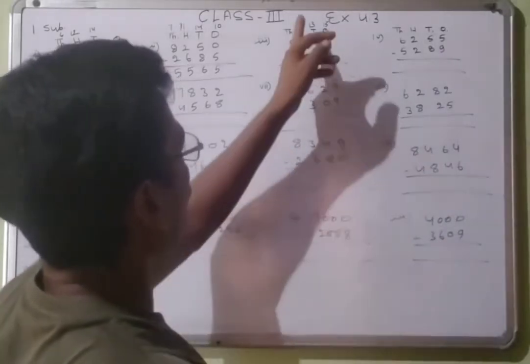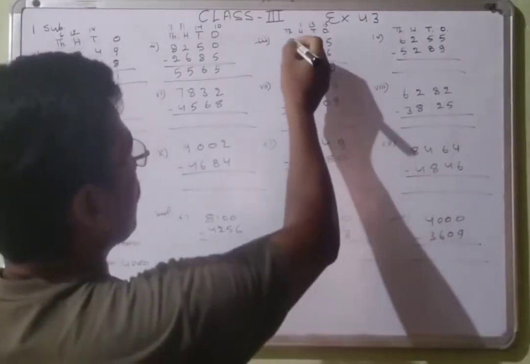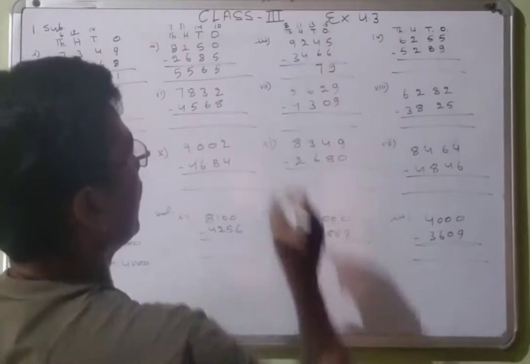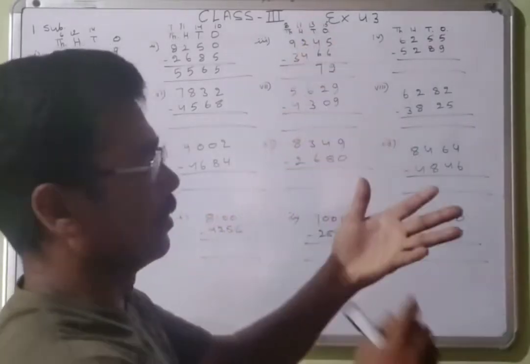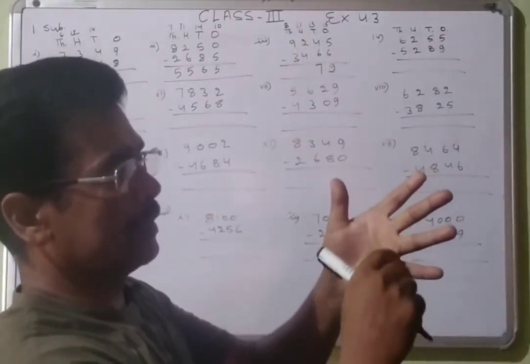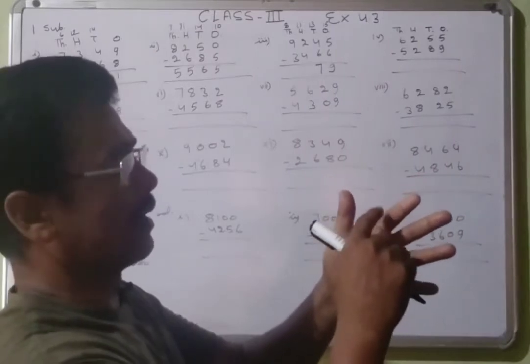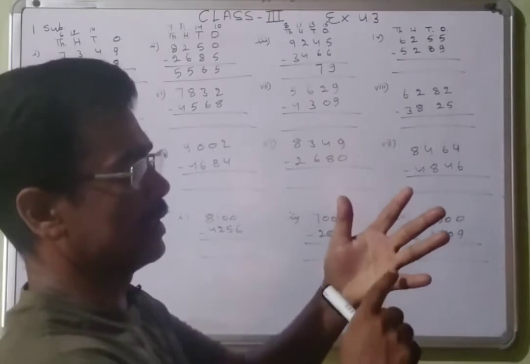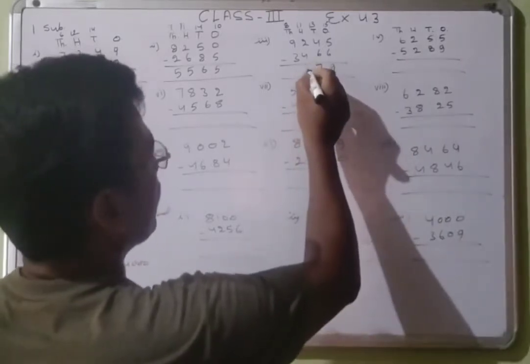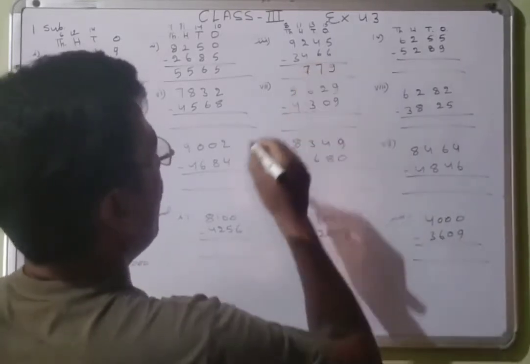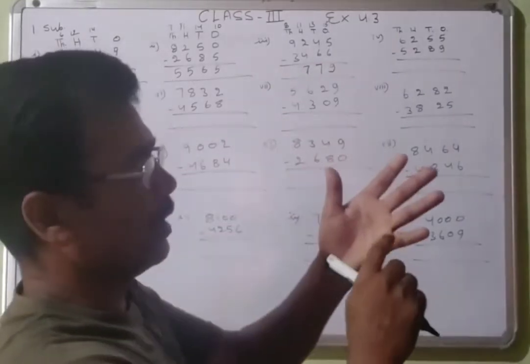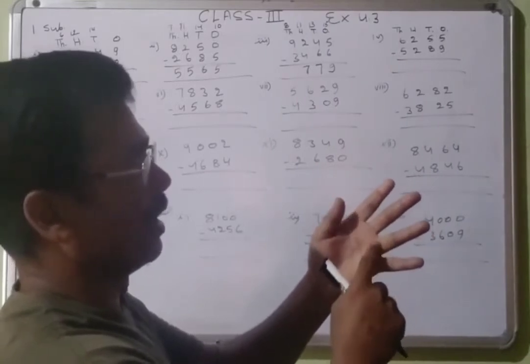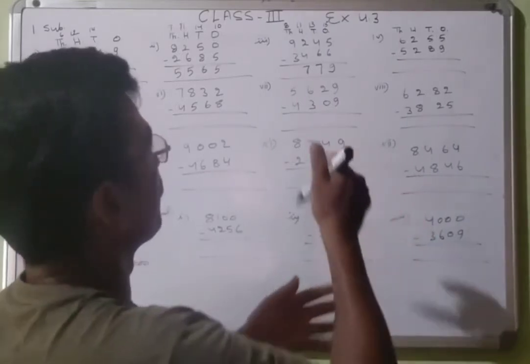Right? Now 1 less 4 is not possible. So 9 will give the carry of this one. This will be 11, or this will be 8. Now 11 less 4. 1, 2, 3, 4, 5, 6, 7, 8, 9, 10, 11. Less 4. 1, 2, 3, 4. Left 7. Now 8 less 3. 1, 2, 3, 4, 5, 6, 7, 8. Less 3. 1, 2, 3. Left 5.